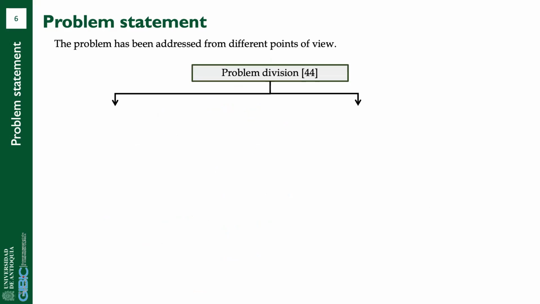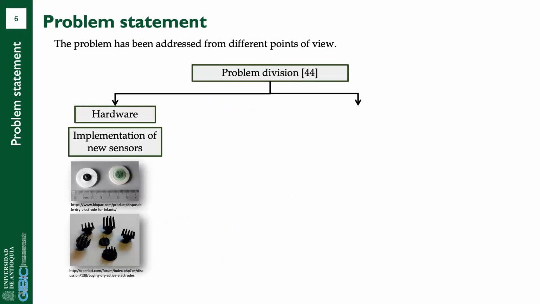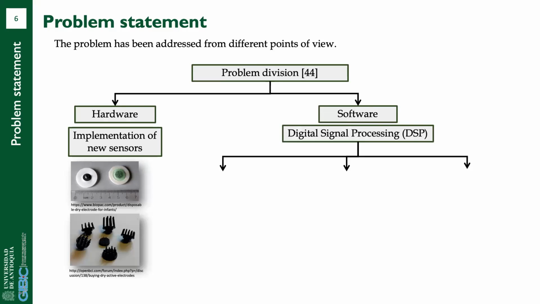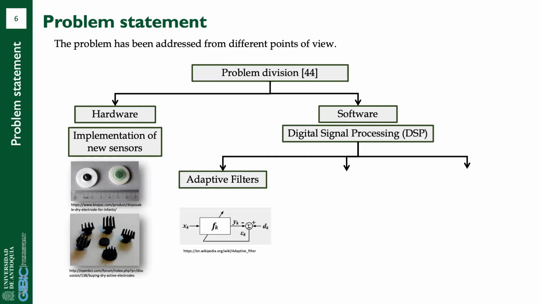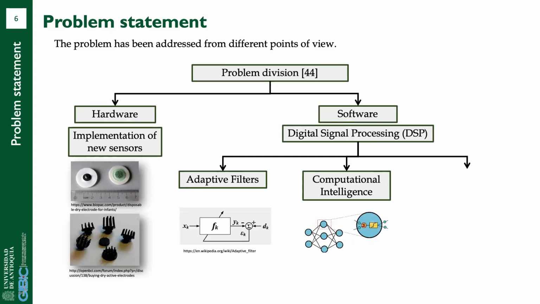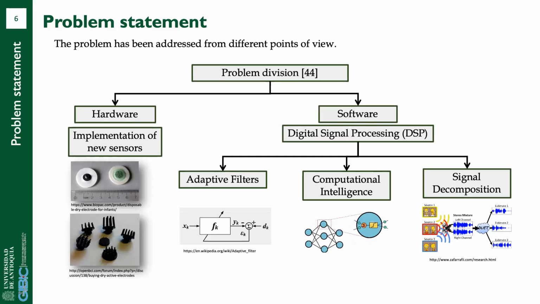This problem has been addressed in some different ways. One of them is the hardware approach that includes the modification of the hardware of acquisition and the implementation of new sensors, for example, new electrodes to measure the electrocardiography or the photoplethysmography. And the other way is related with the software, specifically with digital signal processing methodology. One of the lines is related with adaptive filters, another is related with computational intelligence, and finally signal decomposition. But those methodologies still continue without good results.